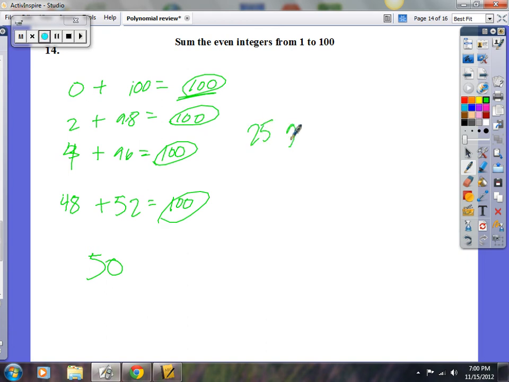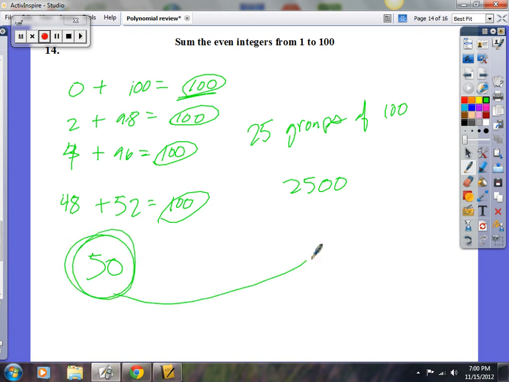25 groups of 100. Last time I had 25 groups of 102, but the difference is this time, 25 times 100 is 2500, but this guy did not have anything to be paired with, so I got to add him there. So we're going to end up still at the same spot, 2550.